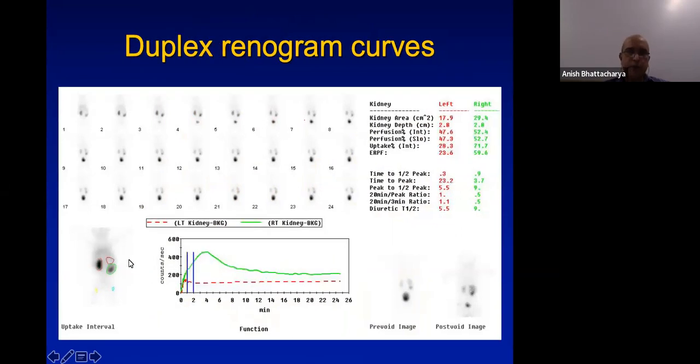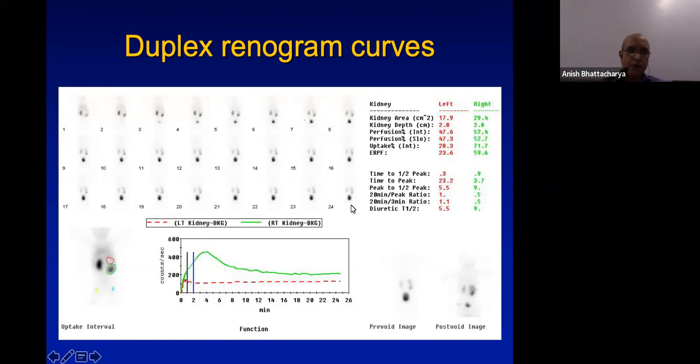Okay. You can also draw two ROIs, one on the upper moiety, one on the lower moiety. Now, this program has only two regions of interest. So the red ROI has been placed over the upper moiety of the right duplex system, the green ROI over the lower moiety. As you can see, the lower moiety has an excellent function. The percentage is about 72% in the lower half and 28% on the upper half. The upper half is a pretty flat line curve. It's not functioning very well. It shows a very sluggish uptake of tracer.